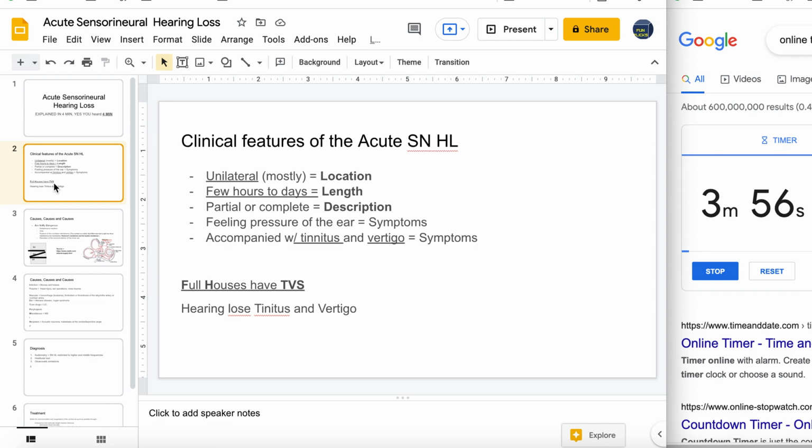So what is this? First of all, where's the location? Location being unilateral, meaning that it's only in one ear. It's not in 2 ears. It's only in one ear. What's going to be the length? The length is going to be a few hours to a few days. And what's the description?